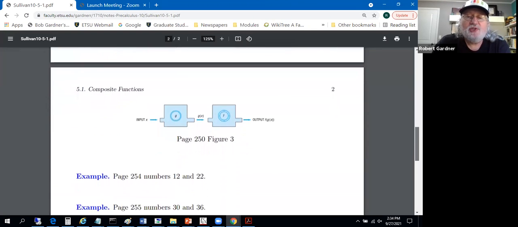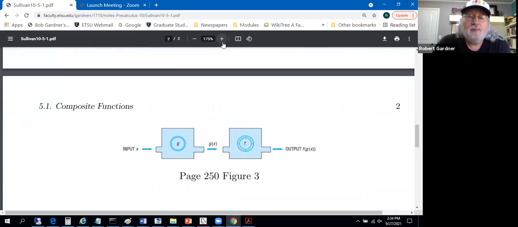In terms of the little machine diagram, we take x, we put it into the g machine, and it outputs a g of x value. That g of x value then becomes, assuming it's in the domain of the f function, input into the f function machine.